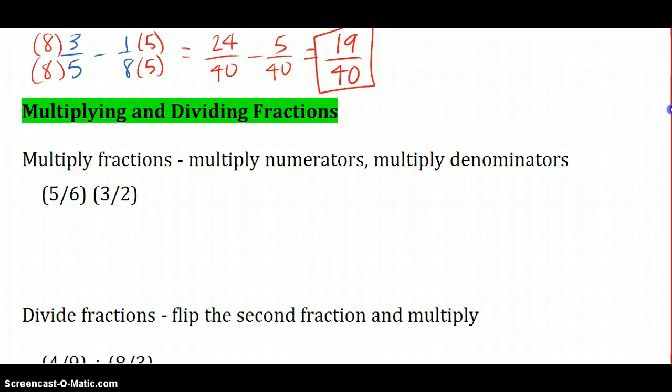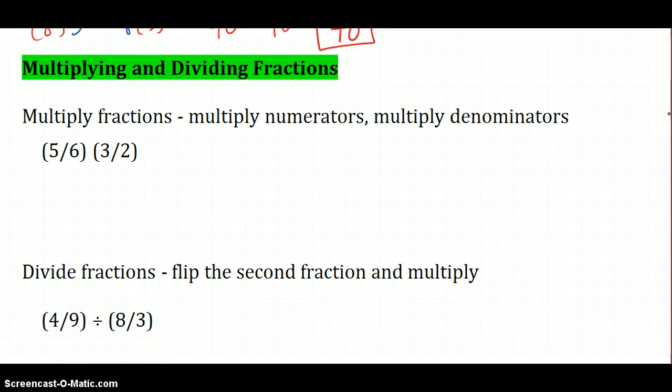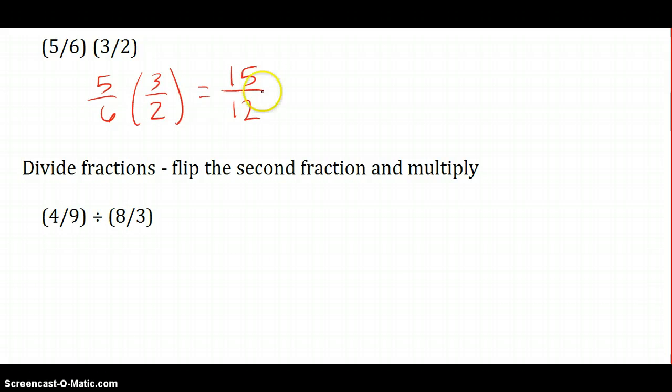Let's look at multiplying and dividing. Multiplying, all you do is multiply straight across. Very simple. If we have 5/6 times 3 halves, just multiply straight across. So 5 times 3 is 15 over 6 times 2, which is 12. Then to simplify this, you look for any common factors. You can take a 3 out of both of these. If you take a 3 out of 15, you're left with 5, and a 3 out of 12, you're left with 4. So your answer is 5 over 4.